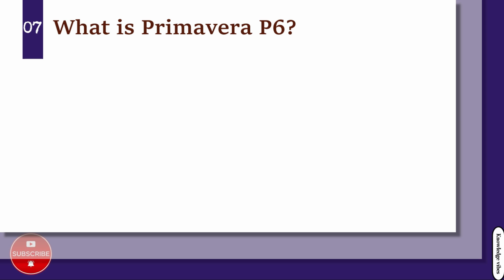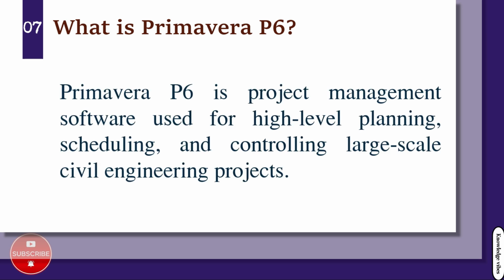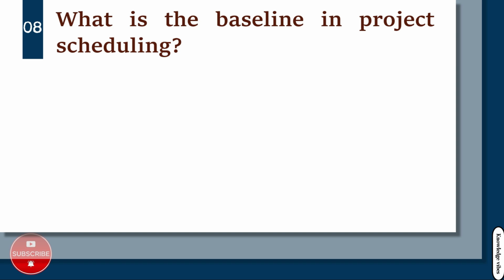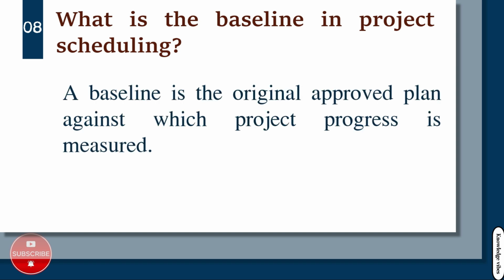What is Primavera P6? Primavera P6 is project management software used for high-level planning, scheduling, and controlling large-scale civil engineering projects. What is the baseline in project scheduling? A baseline is the original approved plan against which project progress is measured.